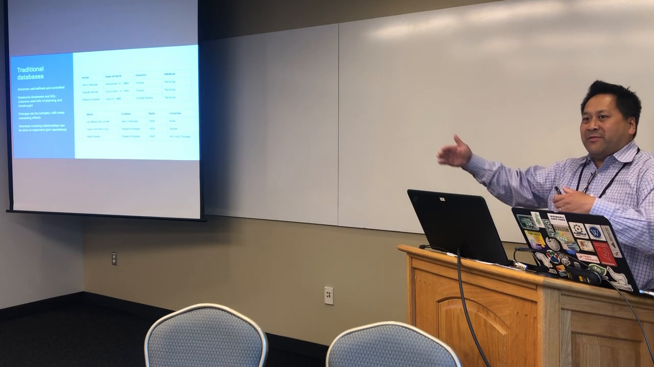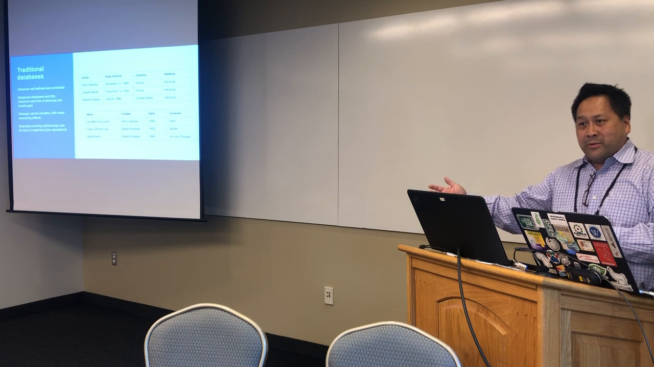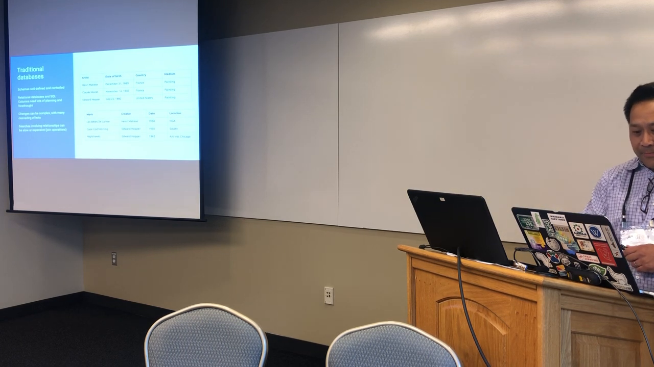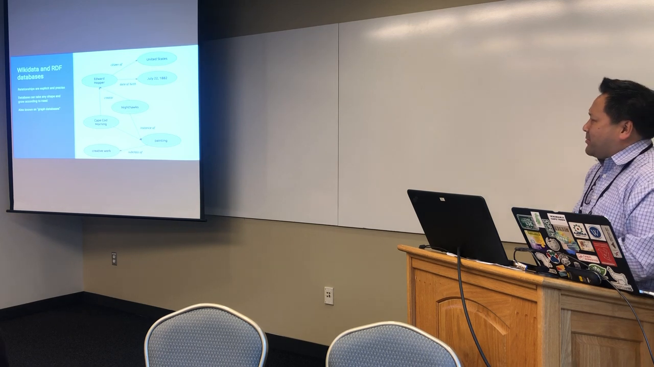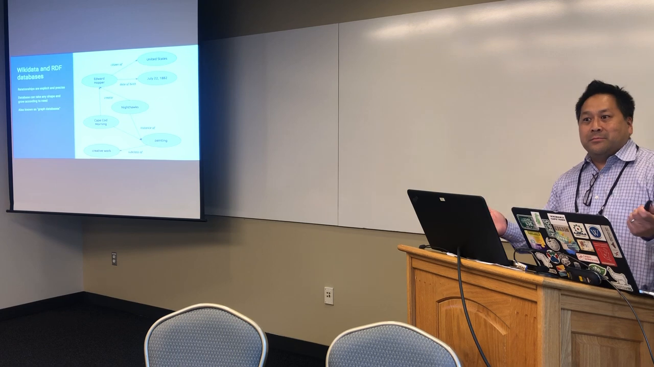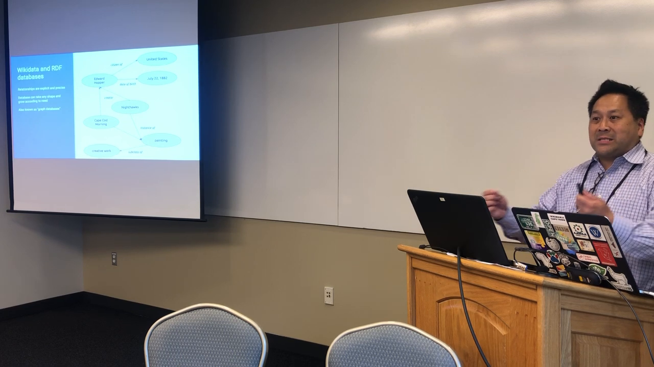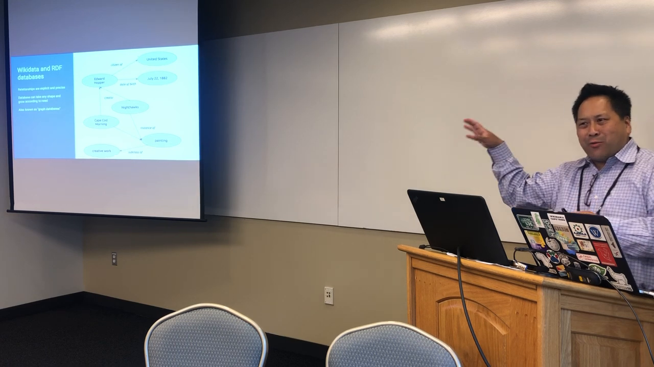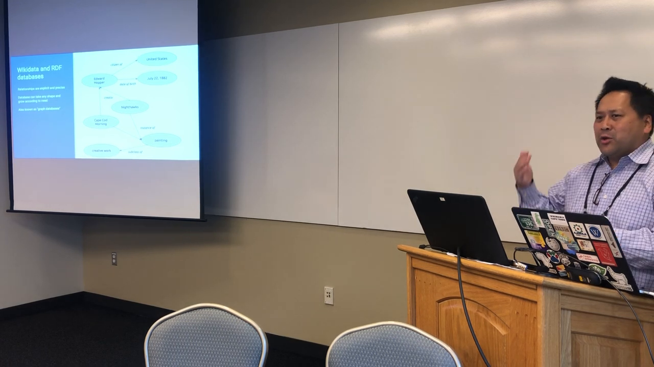You want to do 3, 4, 5 table joins. Anyone who's done relational databases knows that can be really expensive and really long. So the difference with RDF databases is that relationships are what we call first class objects, right? Relationships are stored explicitly in graph databases, so it grows organically like this. That's why graph databases are almost perfectly made for the wiki community.